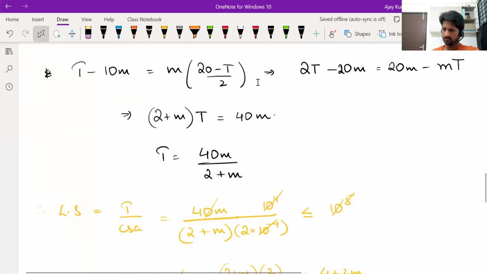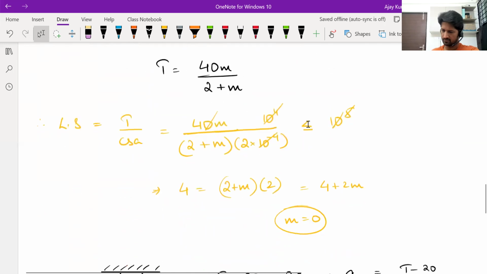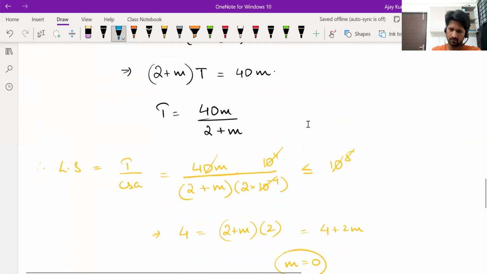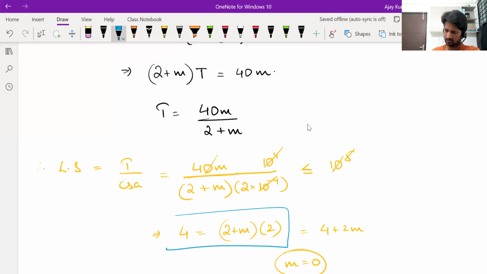Sir, I think you made a calculation mistake. 4 plus 2m, and so m should be 2 only, right? A little bit down. Where? Yeah, here 4. So it becomes 4. No, there is a 2 also, no? Oh, yeah. Yes, sir. My bad.